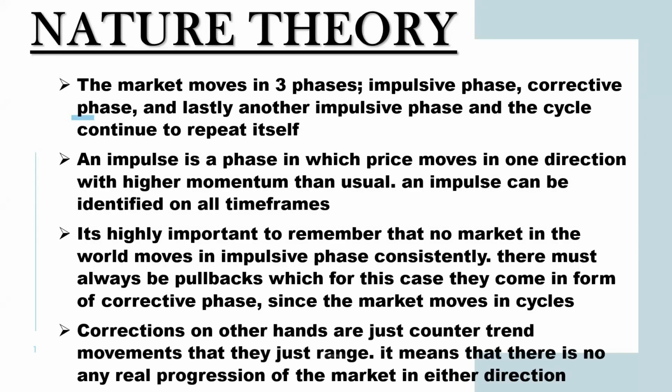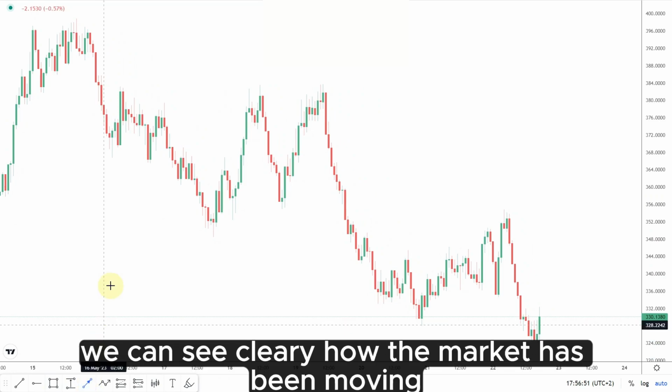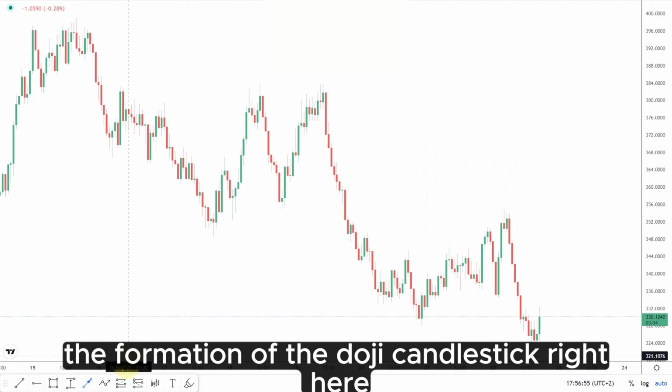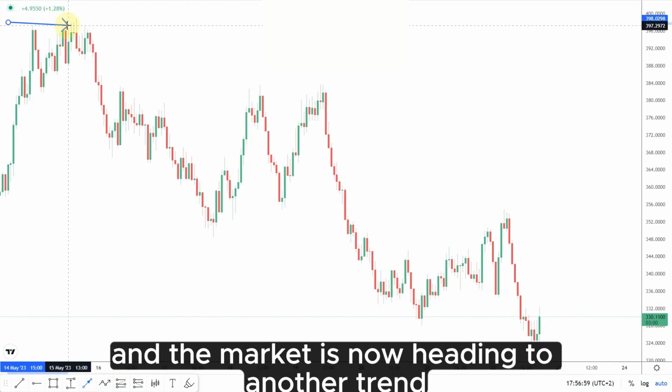Corrections, on the other hand, are just counter trend movements that just range. It means there is no real progression of the market in either direction. Looking at Boom 300 on 1 hour time frame, we can see clearly how the market has been moving. The formation of the doji candlestick right here served to show that the previous trend is now over and the market is now heading to another trend.